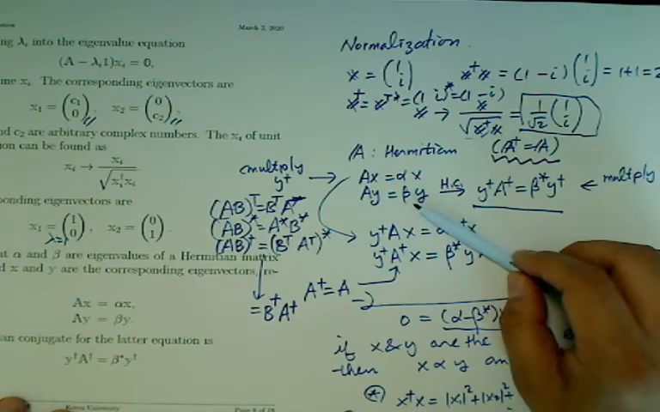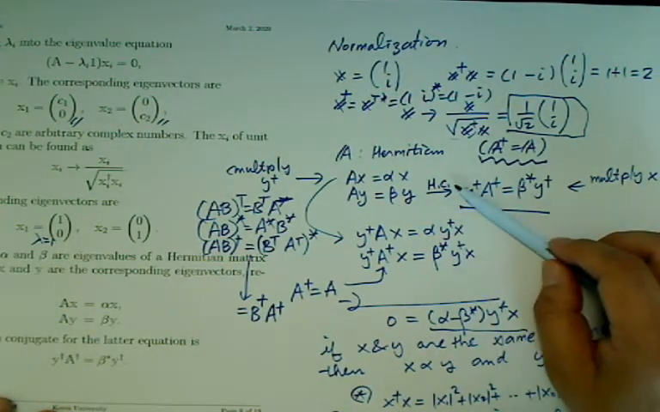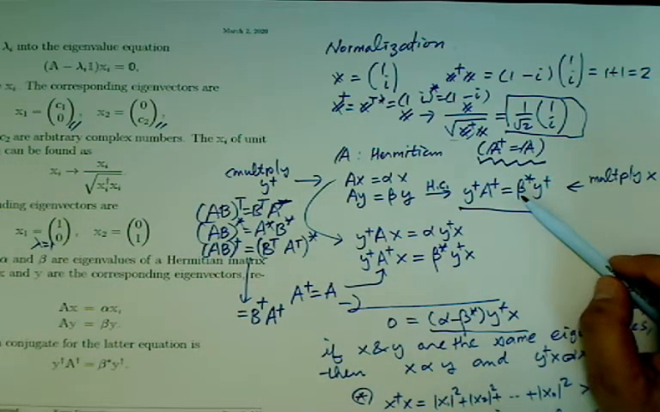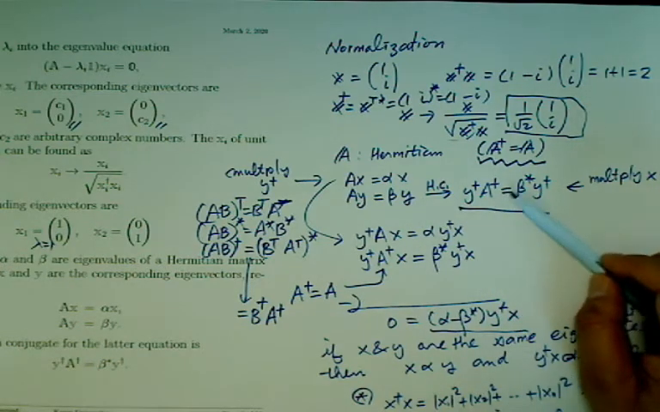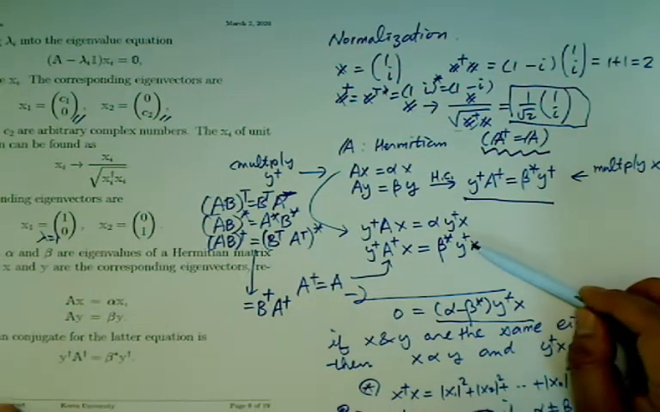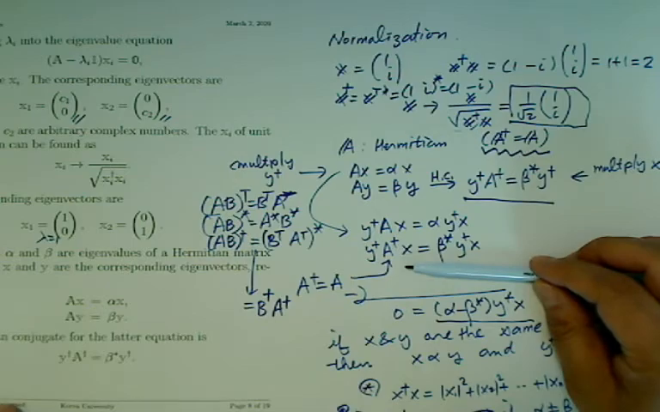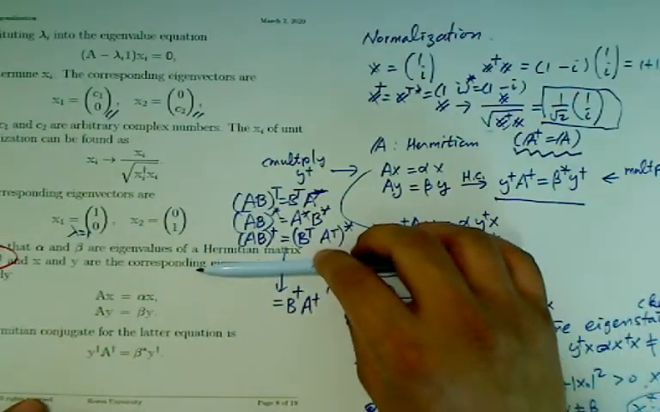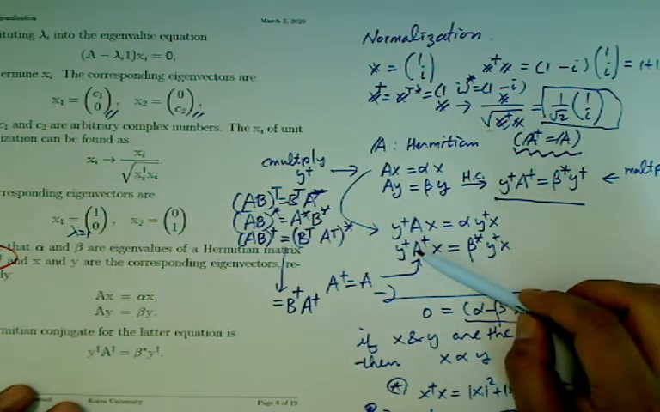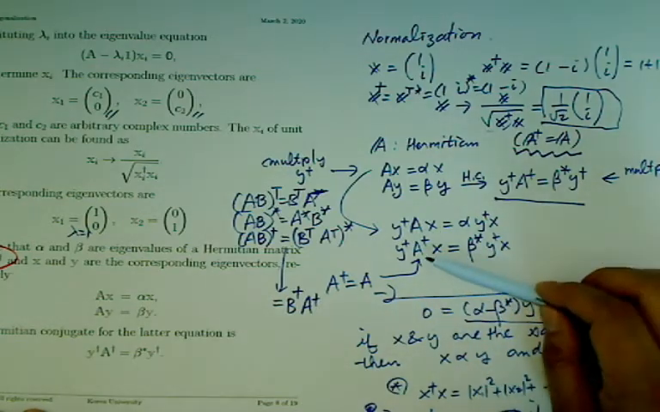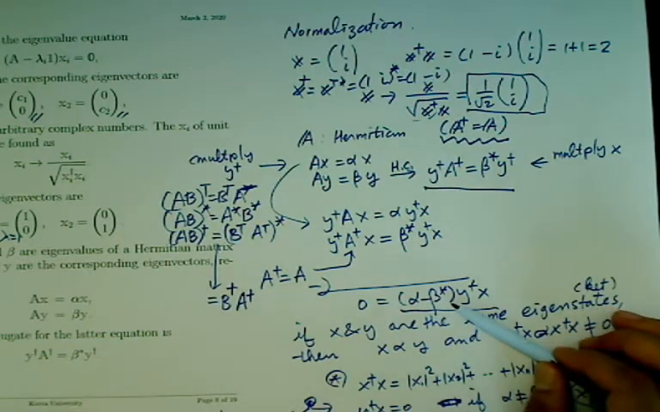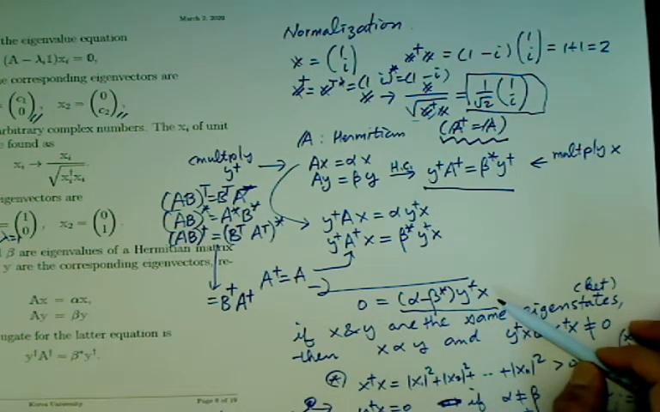Because beta is a complex number, after taking the Hermitian conjugate, beta becomes beta star. Now we multiply x to the right on the second equation. If we list them, we find this. However, A is assumed to be a Hermitian matrix, so its Hermitian conjugate is itself. Therefore, the left-hand sides are identical to each other. If we subtract, we'll find 0. The right side is factorized as alpha minus beta star multiplied by y dagger x.